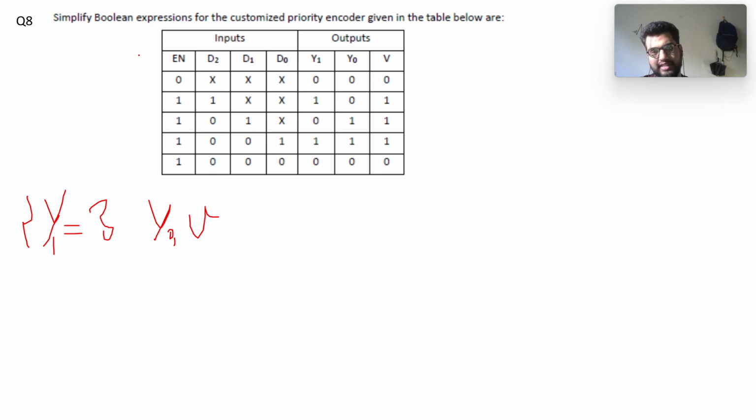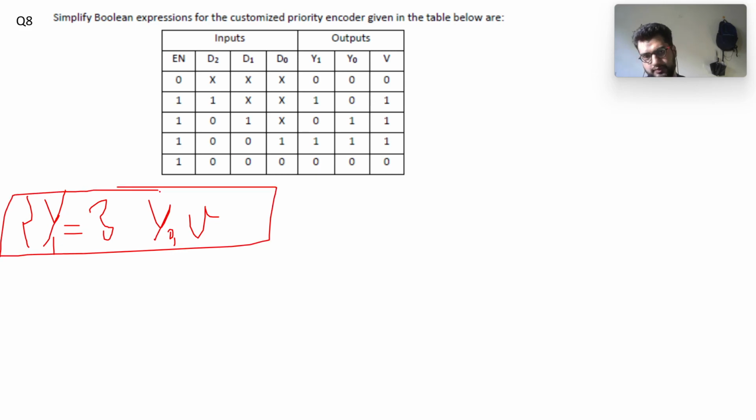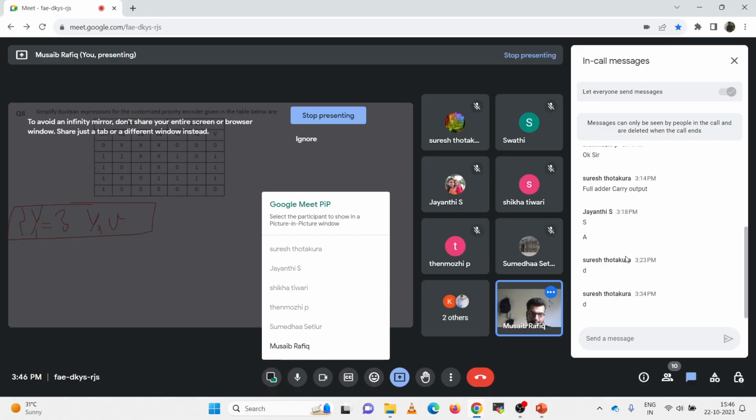So the question basically states to simplify the Boolean expression for customized priority encoder given in the table below. So find the expression. I forgot to put the options here, but anyways, you can do it. Write the Boolean expression for y1, y0, and v.